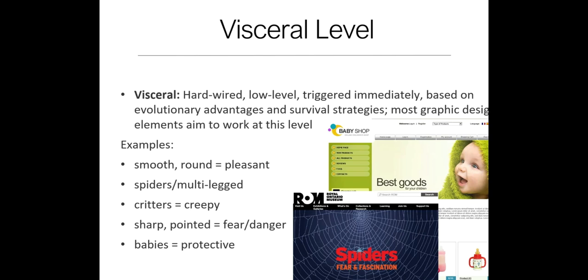And as you can see for spiders, perhaps the example of the Rue Morgue website, again, has jagged features, and the fonts are broken. It sort of implies that there's something not quite right. So these are things that work at the visceral level.